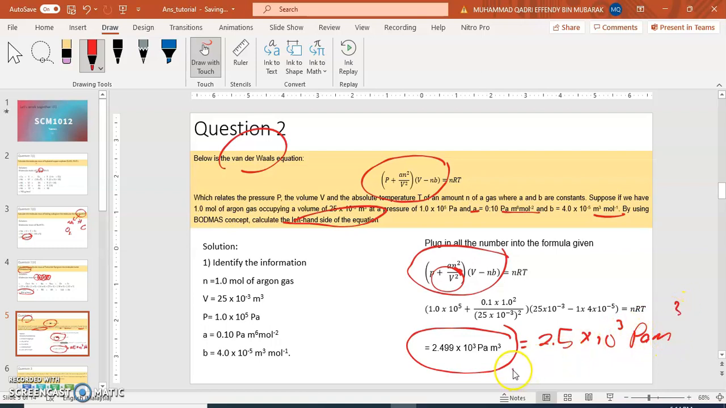Besides, because it is a power of 3, we can convert it to kilo. It will be 2.5 kilo Pascal per meter cube. It depends on you in which way you want to write the answer for this kind of question. So that is how we answer question 1 and question 2. So let's take a break.